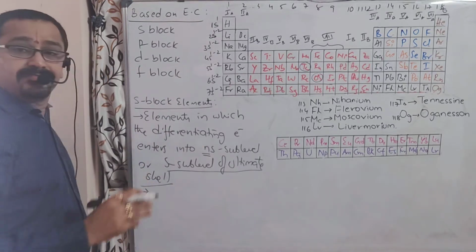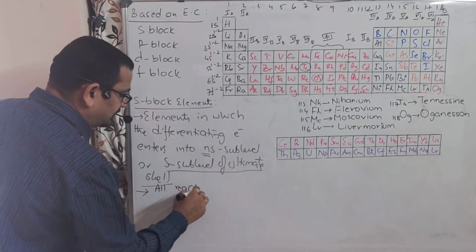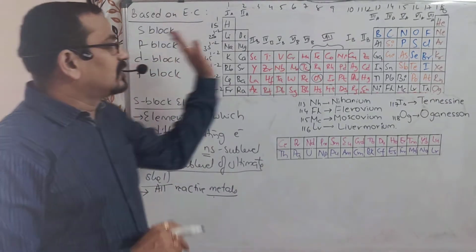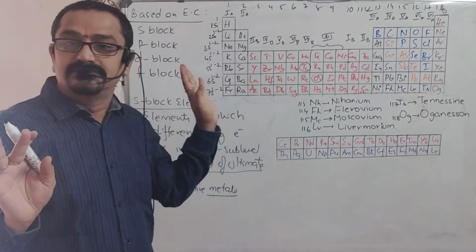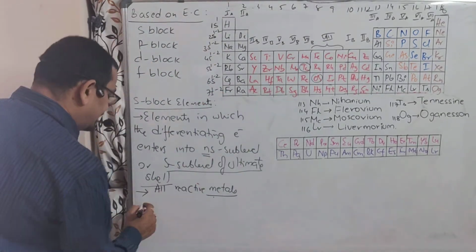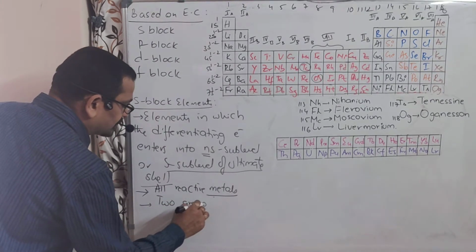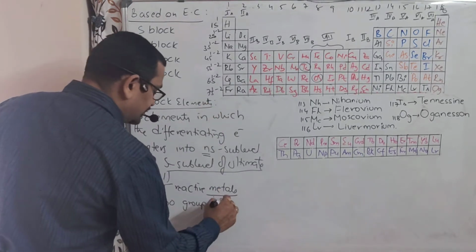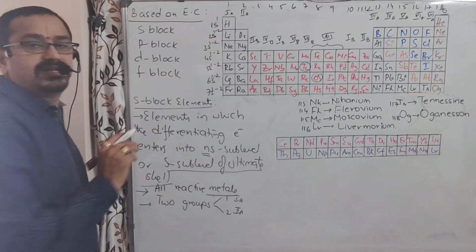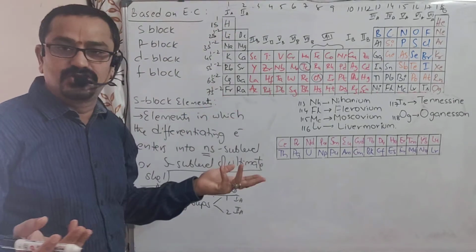Next point is, this S block contains all reactive metals. See, among all metals, these are the most reactive ones. Among all metals of the periodic table, these two group elements are the most reactive metals. And it includes how many groups? Two groups: first group and second group, or 1A group and 2A group. How many groups are included in S block? Two groups were included. See, these vertical columns are named as groups.